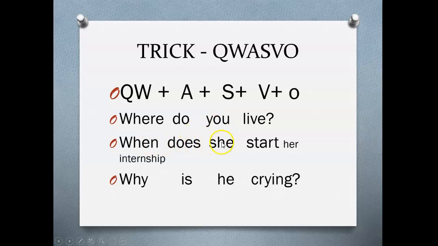When does she start her internship? Whoops, I forgot my question mark. But remember, does, my auxiliary is here with an S, and there's no S on my verb. In my affirmative sentence, I would say she starts with an S. She starts her internship next week. And in the present progressive, why is he crying? So here is my auxiliary, subject, and verb.